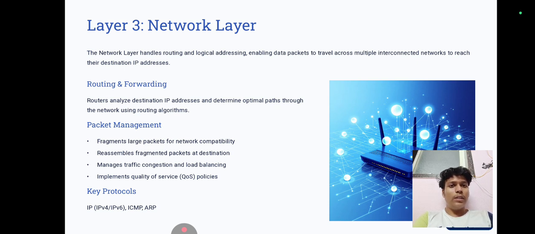Routers analyze the destination IP addresses and determine the optimal path through the network using routing algorithms. Packet management includes fragmenting large packets for network compatibility and reassembling fragmented packets at the destination. It manages traffic congestion and load balancing, and also implements quality of service, that is QoS policies. The key protocols of this layer are IP, that is IPv4 or IPv6, ICMP, and ARP.